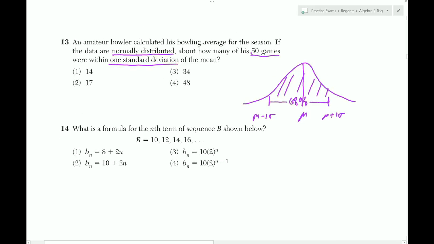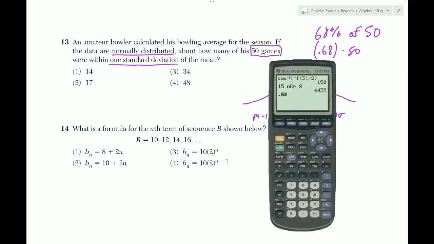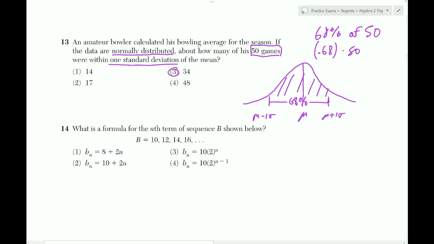barriers. So now, out of these 50 games, we have to take 68% of 50. And that really means just 0.68, because this means move the decimal twice to the left. Of means times 50. So we just have to do that in our calculator. 0.68 times 50. End up with 34. Answer choice 3.